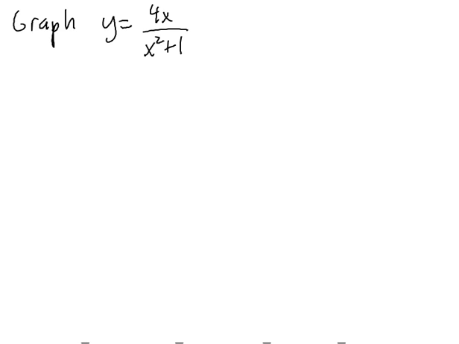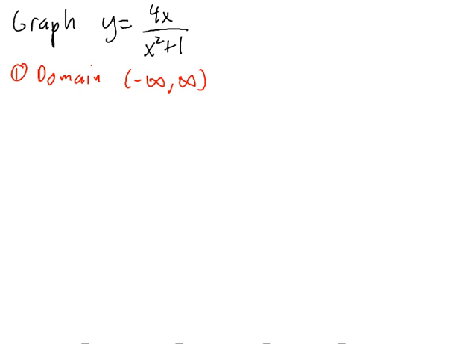Well, usually for a rational function, we would exclude any values which would make the denominator 0. But in this case, if you look at the denominator, x squared plus 1, that'll never equal 0 because x squared is always non-negative. Add 1 to it, it's still not going to be 0. So for our domain, it's all real numbers, from negative infinity to infinity.